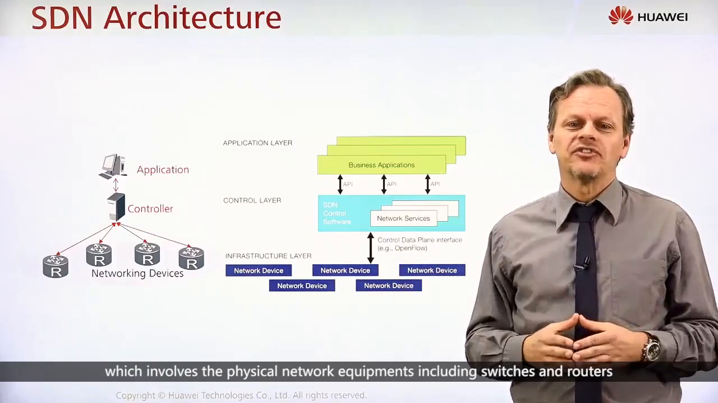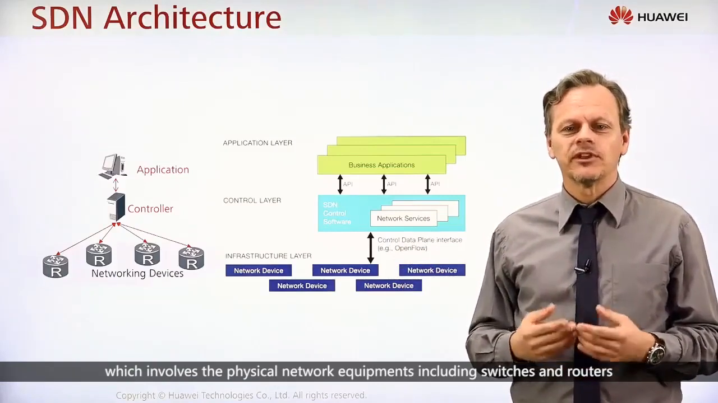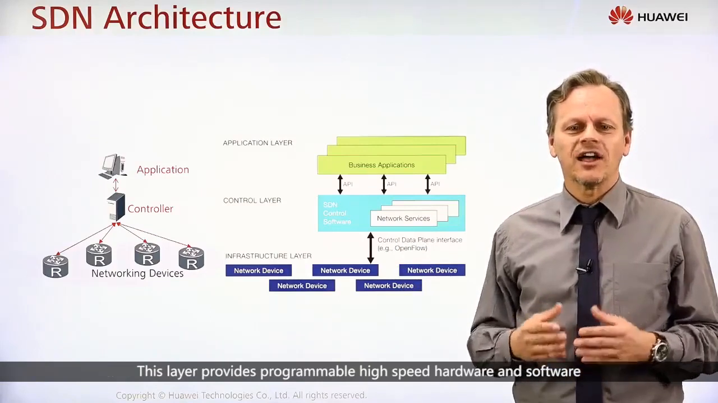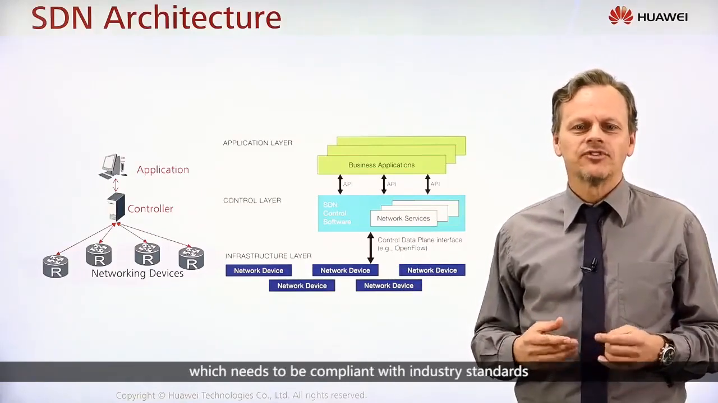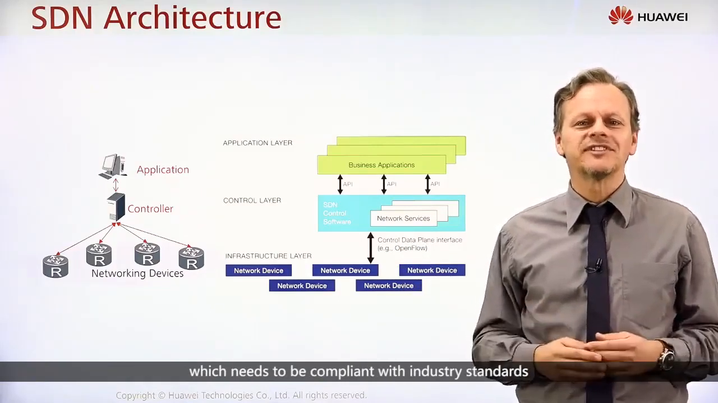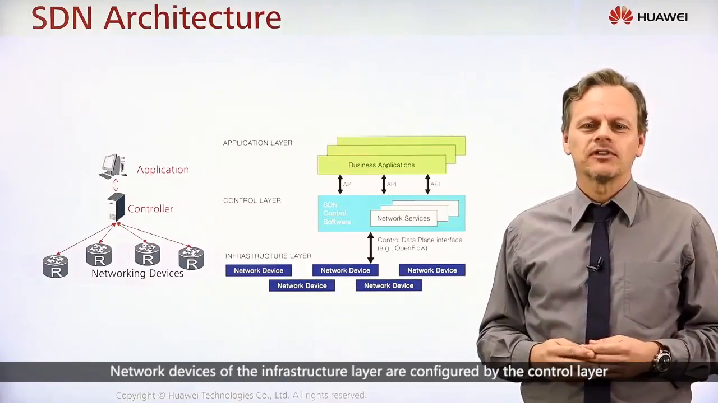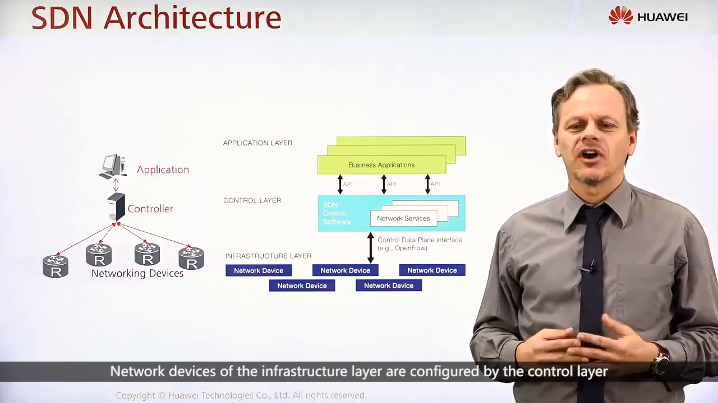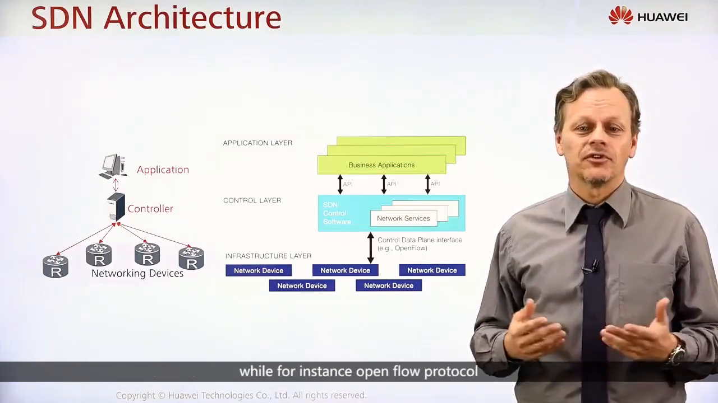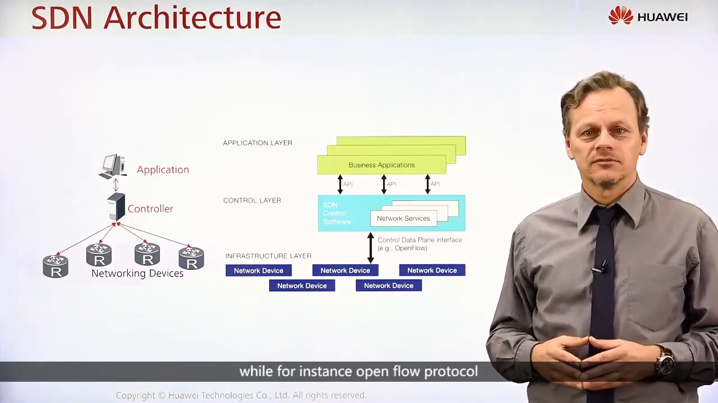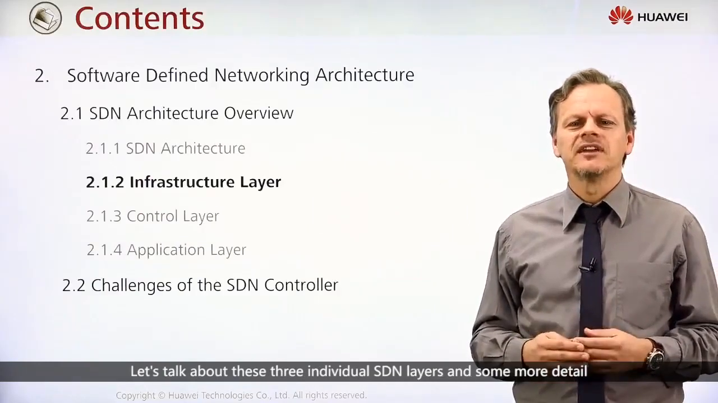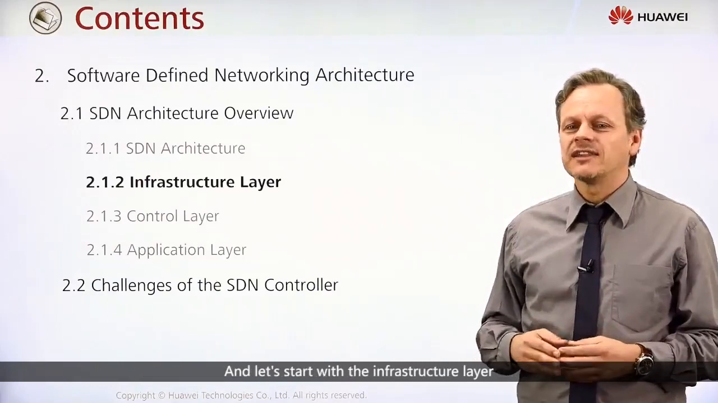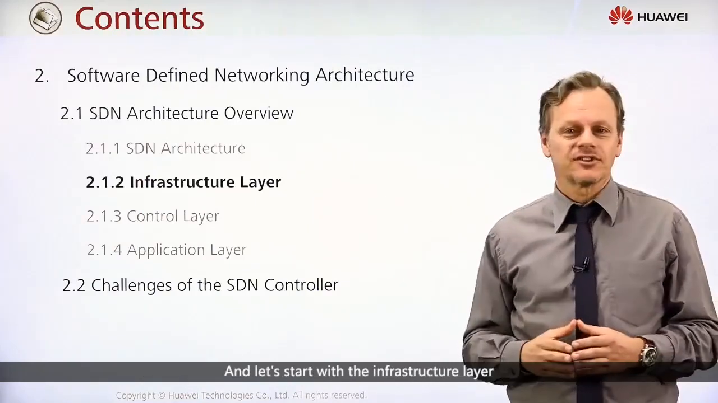And the infrastructure or data layer, which involves the physical network equipment, including switches and routers. This layer provides programmable and high-speed hardware and software, which needs to be compliant with industry standards. Network devices of the infrastructure layer are configured by the control layer via, for instance, OpenFlow protocol. Let's talk about these three individual SDN layers in some more detail, and let's start with the infrastructure layer.